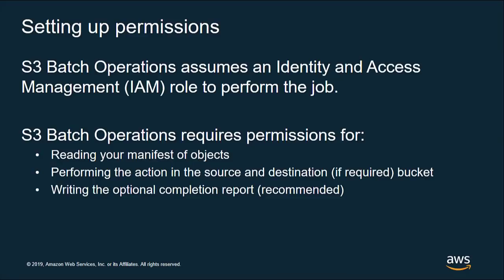When you're setting up permissions, as we talked about right at the end of that console walkthrough, you'll want to think about a few different things. Permission to read the manifest of objects, permission to perform the action specified. So the demo we just walked through was for a Lambda function, but you could be performing one of the 4 S3 operations as well, such as tag, copy, restore, or changing your object access control list. And then writing the optional completion report, something that we recommend just to have an audit report for any particular job. You can choose if that's only for successful or failed tasks, but it really is a good recommendation to just set up that completion report and have it saved. And if you're going to set up the completion report, you want to include permissions for writing that completion report to the bucket and prefix of your choosing.